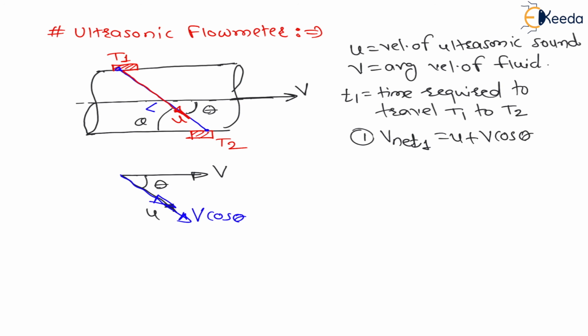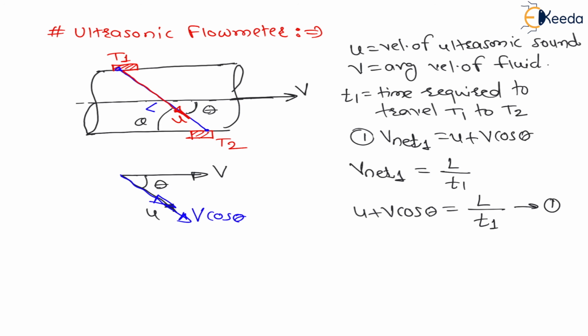Therefore, what will be the v net 1? Net velocity 1 will be equal to distance L, time taken t1. Therefore my dear students, from this can I say u plus v cos theta will be equal to length divided by time taken t1. This time taken t1 can be recorded very easily, right? Let us say this is our first equation.